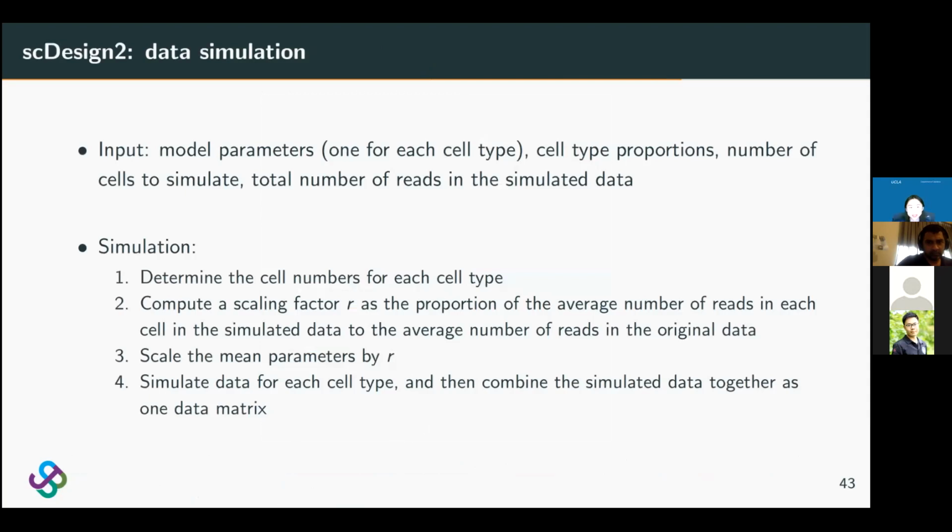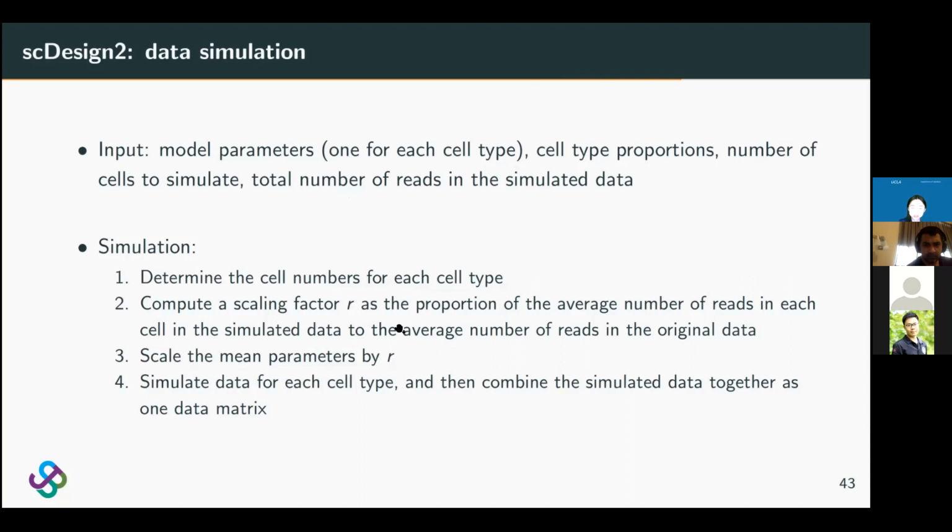Okay, then finally, with the joint probability model fitted using the Gaussian copula, we need to do data simulation. For this part, I'm going to skip the technical details, but basically we need to input the model parameters we estimated, and the cell type proportions also from real data, the number of cells to simulate, and the total number of reads to simulate. These are user-specified parameters. First of all, given the number of cells to simulate and the proportions, we will determine the number of cells for each cell type.